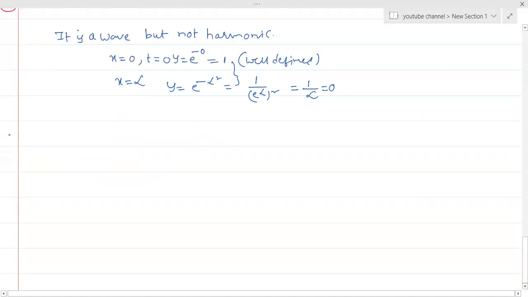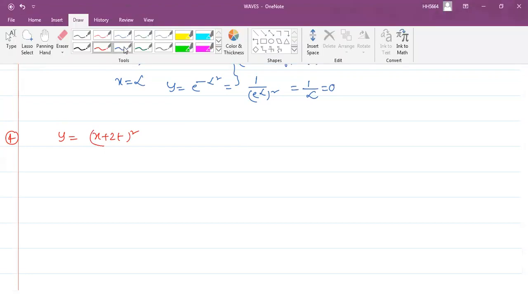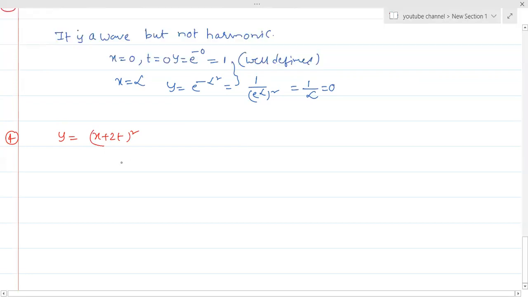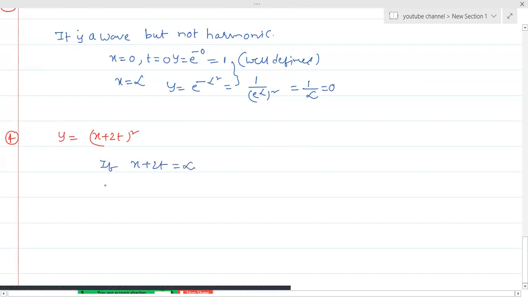Now we will see, we are saying y is equivalent to x plus 2t whole square. Suppose if x is equal to 0, t equal to 0, we can define y. But if x plus 2t is equivalent to infinity, then y is undefined. Therefore, this is not a wave.